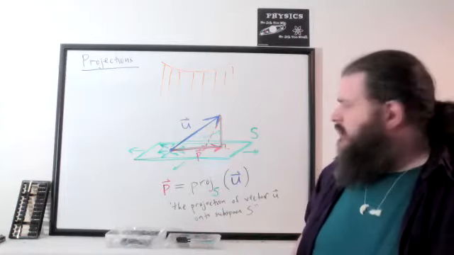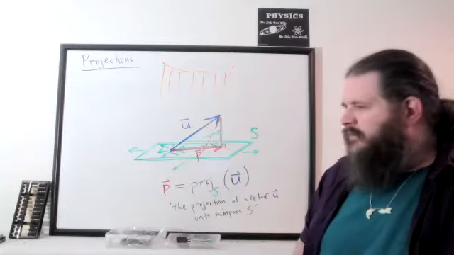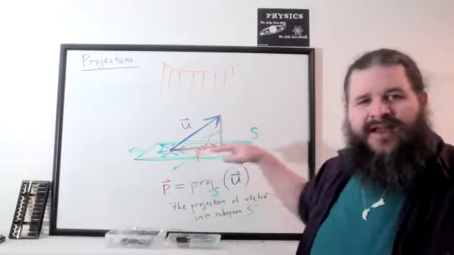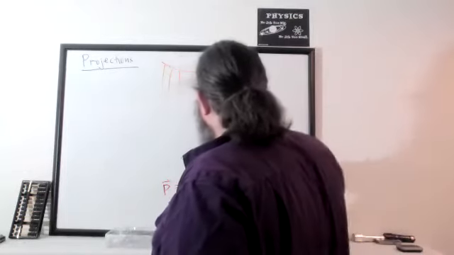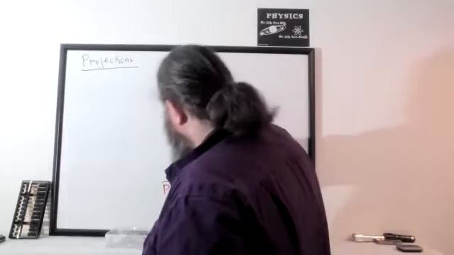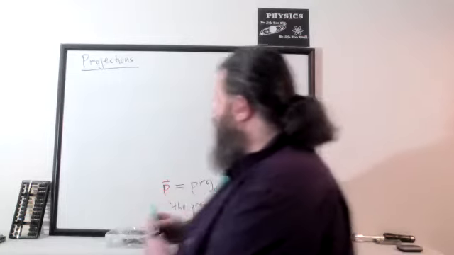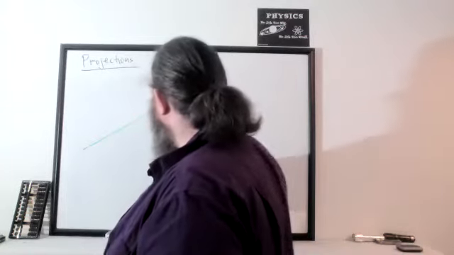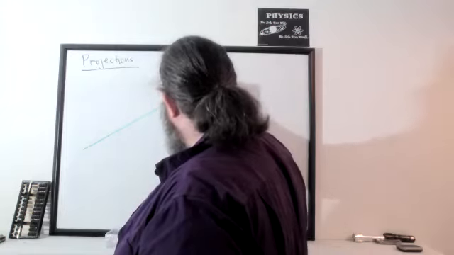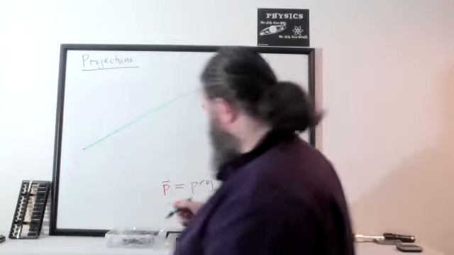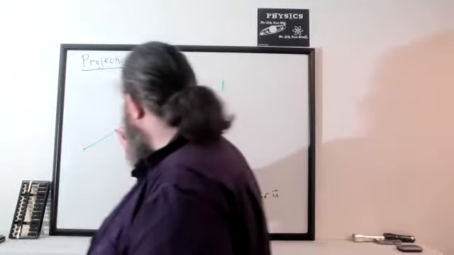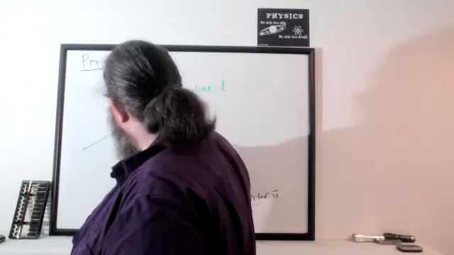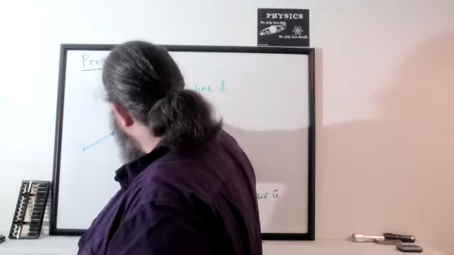Then let's try out an example. Let's start off with the simple case where instead of having a plane, we just have a line that we're projecting onto. So let's say we are looking at maybe a two-dimensional universe. You have a line L, and you have a vector that's not on line L. So let's say this is vector u.